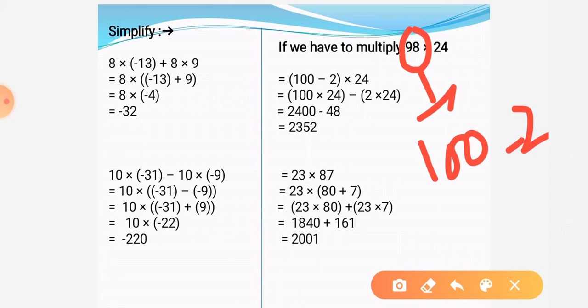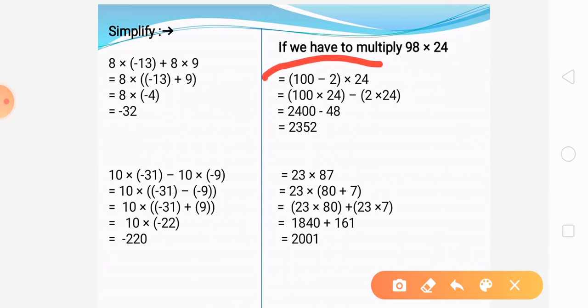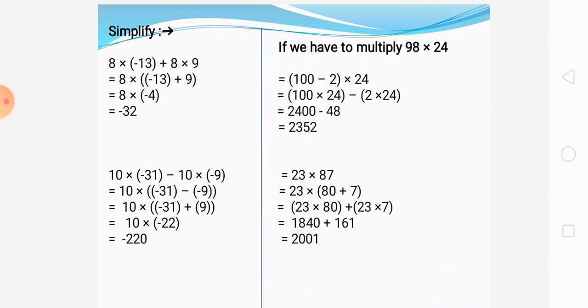This is the same as I have written here, and this 100 minus 2 is to be multiplied by 24. Now see carefully that this is the same expression that I have written in the distributive property. Now which property is this? This is right distributive property over subtraction. Right, why right? Because the multiplication sign is on the right side. So this is right distributive, and over subtraction because here it is a subtraction statement.